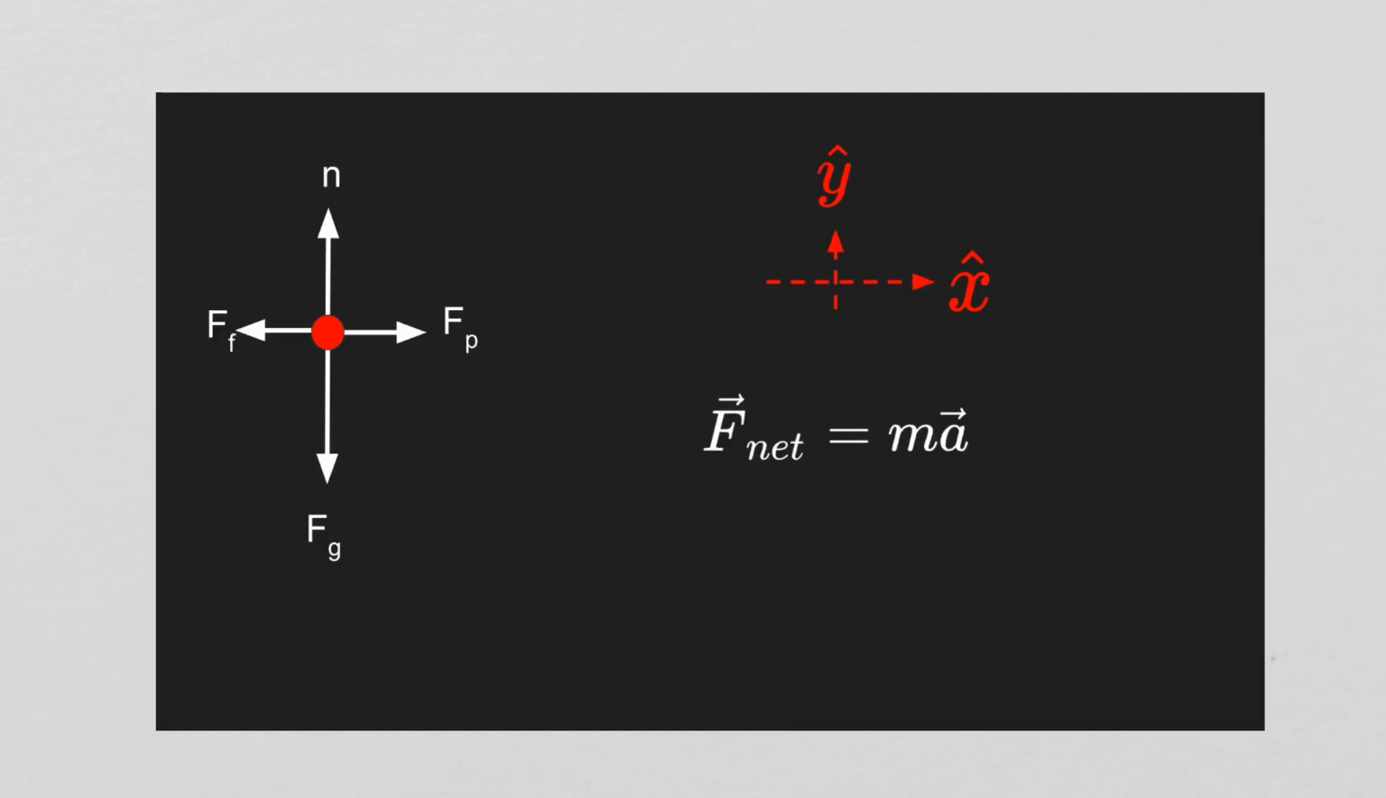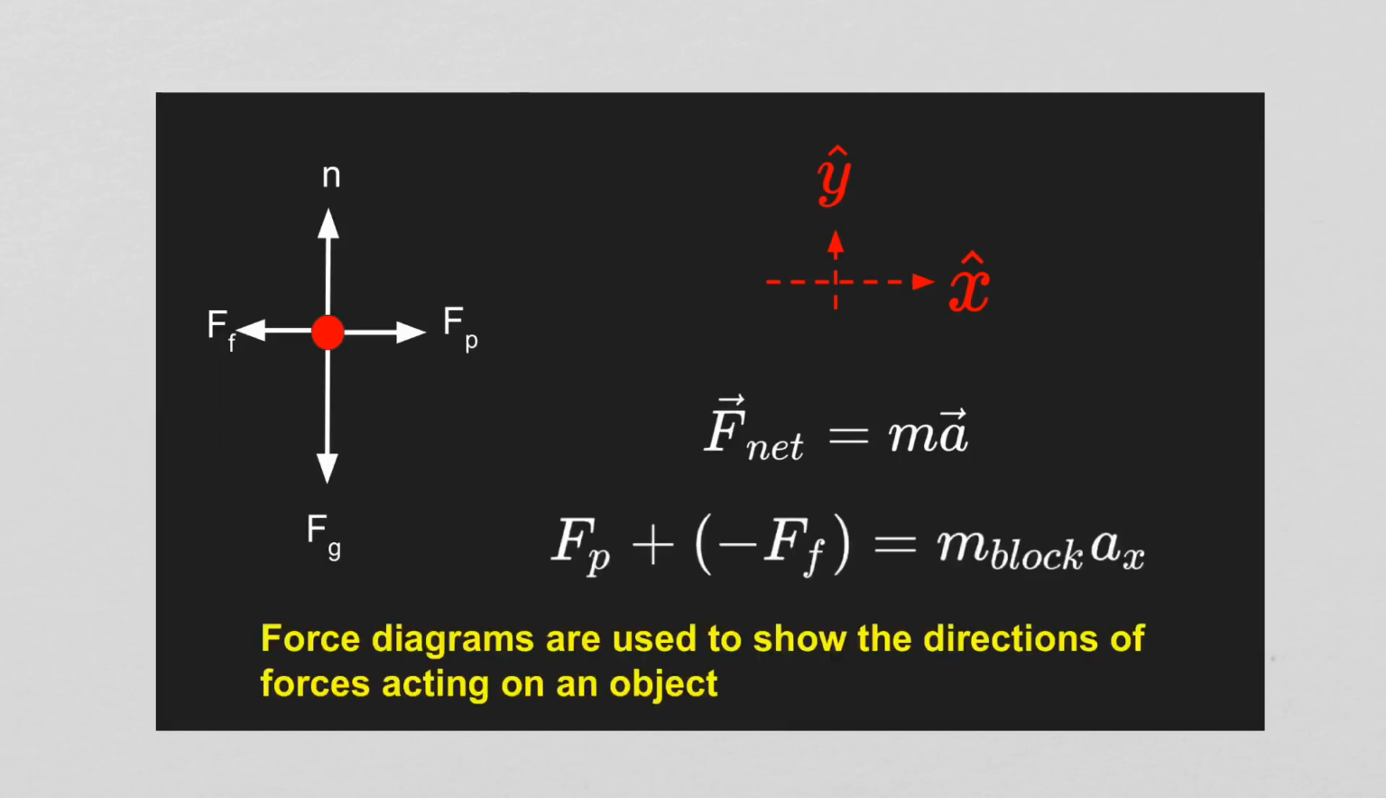But these are vectors. So we're going to break them up, and I'm only going to look at the x part right now. And I'll find out that FP, Pac-Man, pushes to the right, the positive x direction. Friction goes in the negative x direction, and this causes an acceleration of the block in the x direction. So force diagrams show the directions of forces acting on an object.